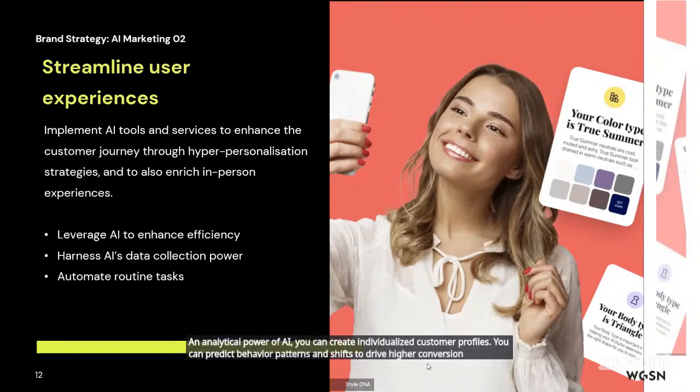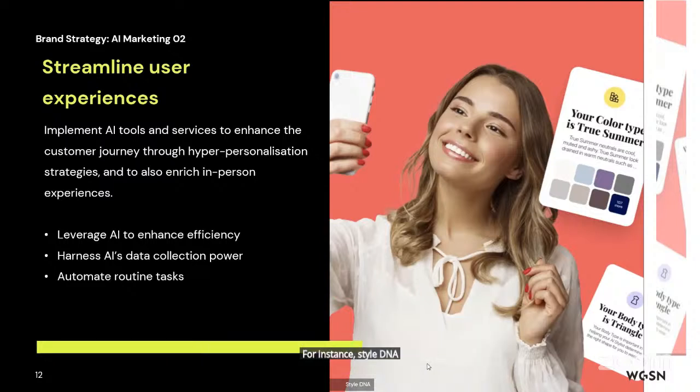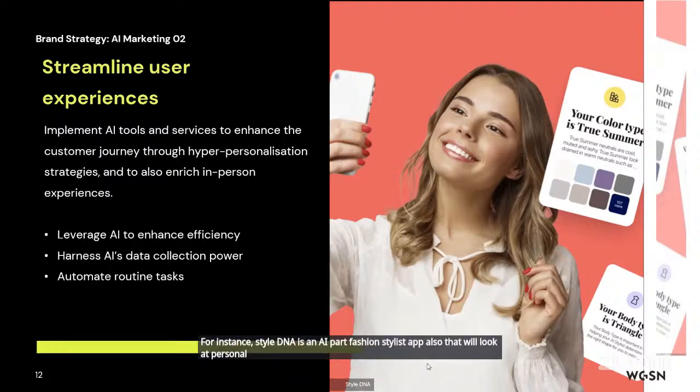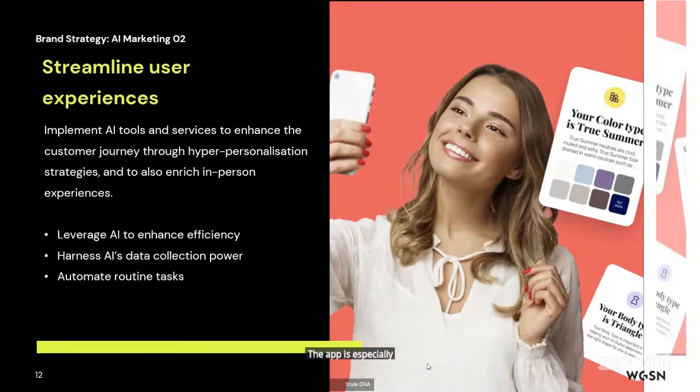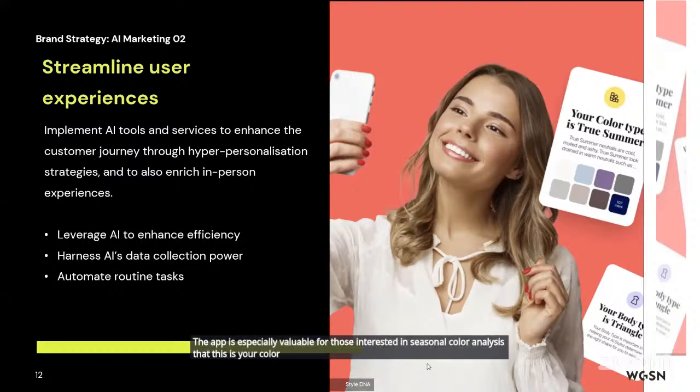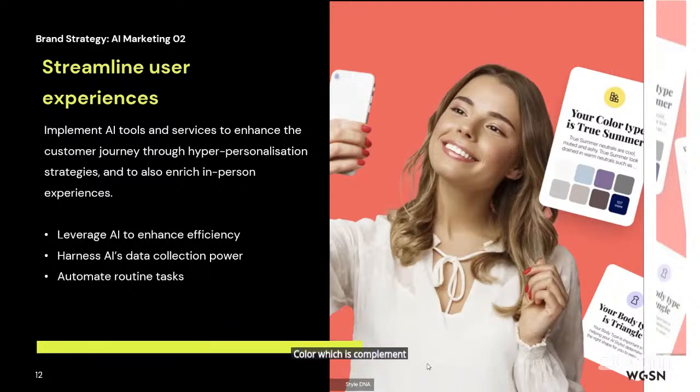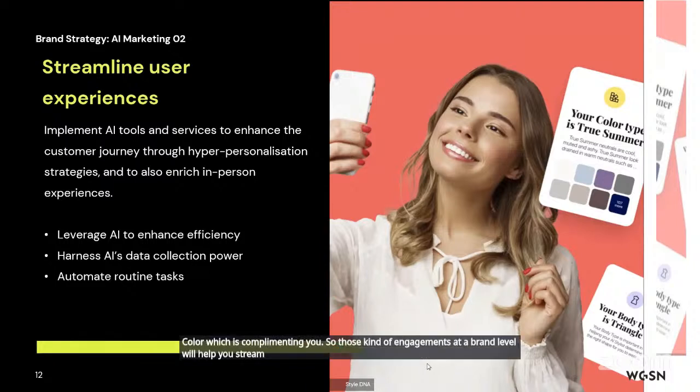Via WGSN, our consumer profiling is purely done on AI. For instance, Style DNA is also an AI-powered fashion stylist app that will create a personalized style profile from a single selfie of the person. The app is especially valuable for those interested in seasonal color analysis, that this is your color. It will look at your skin tone and advise you on the color which is complementing you. So those kinds of engagements at a brand level will help you streamline the entire experience which you have with a brand.